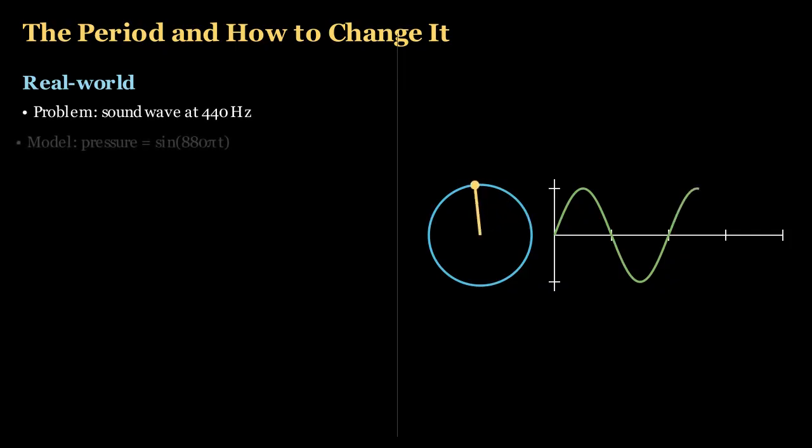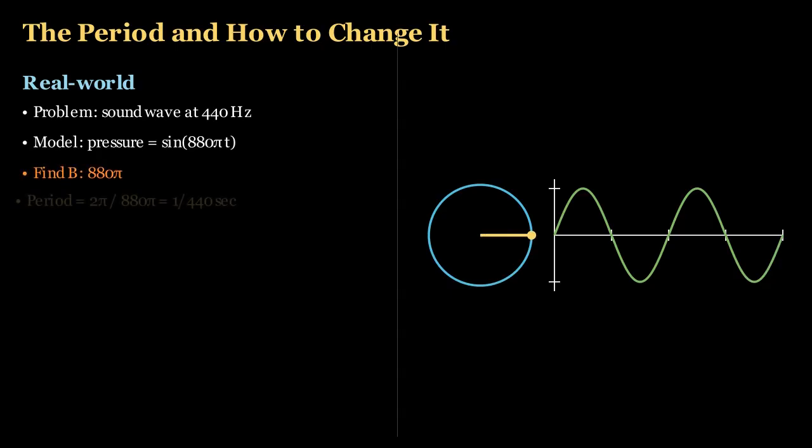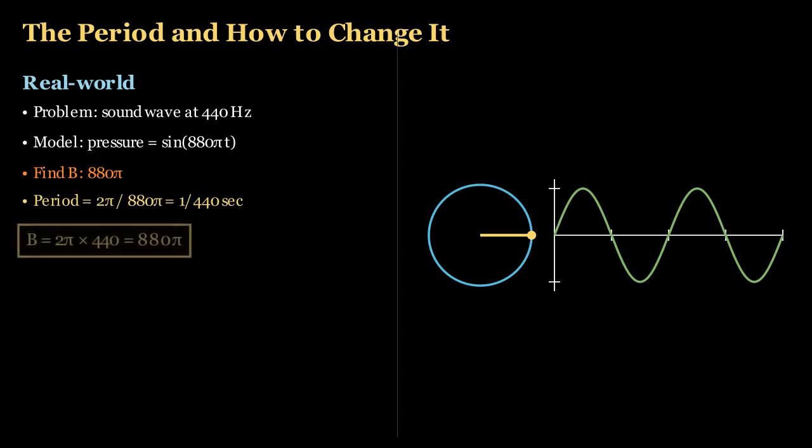At t equals 1/440th of a second, the input is 880 pi times that, which simplifies to 2 pi, exactly one full cycle. The same method lets you dial in the period for any wave. Just set 2 pi over b equal to your desired cycle length and solve for b.